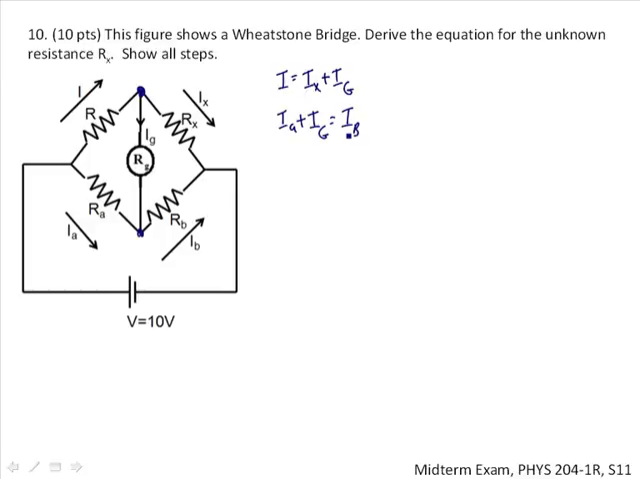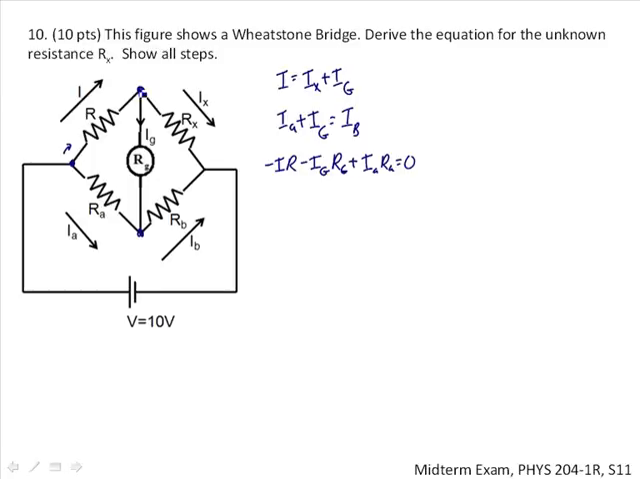And then I take the left loop. I'm going to start here and go in this direction. I get minus IR minus IGRG plus IARA, and that's equal to 0. That's the loop rule. Some of you got the signs wrong on this, and I took off maybe a point if you got the sign wrong.